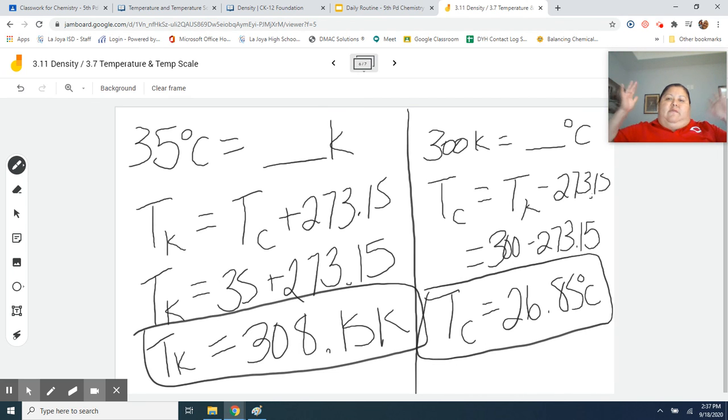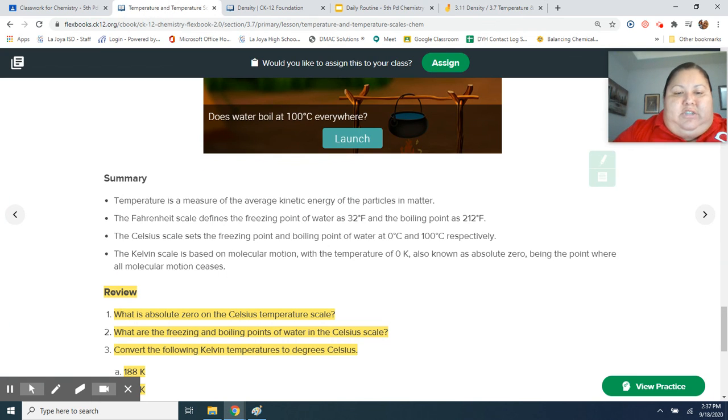People love converting to Kelvin and back from Kelvin to Celsius because the formula is really, really easy and it's really hard to get lost. It's super, super easy. So let's look at the questions.